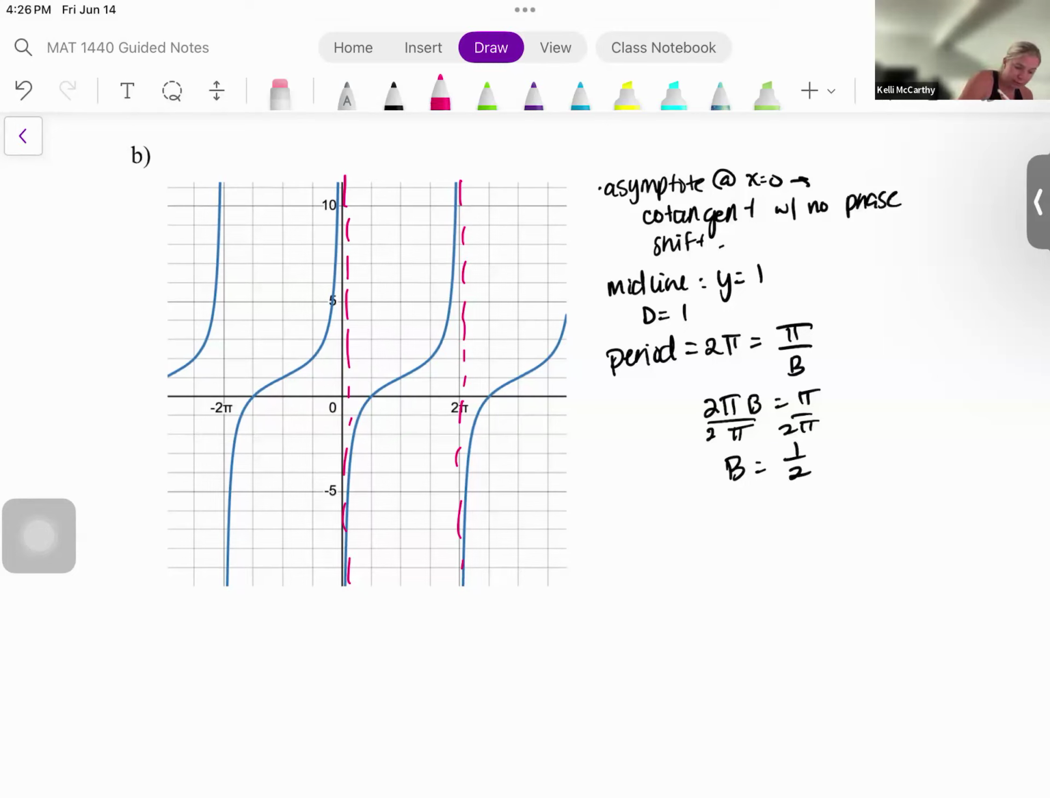Now the amplitude, I'm going to also sketch on my graph the midline of 1. So our period from 0 to 2 pi, there's the middle half and then another half. And at those quarter points, this is where we want to see the height. So we have that at 2 and this at 0. The distance between the midline and those landmark points is going to be 1. So our amplitude is still 1.